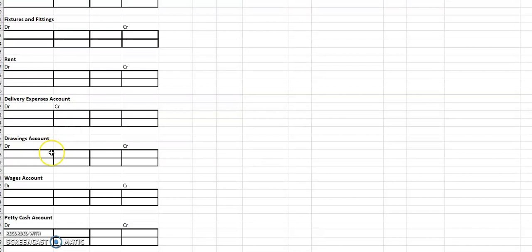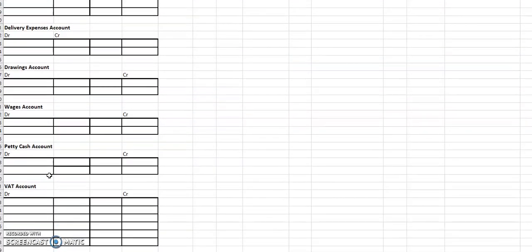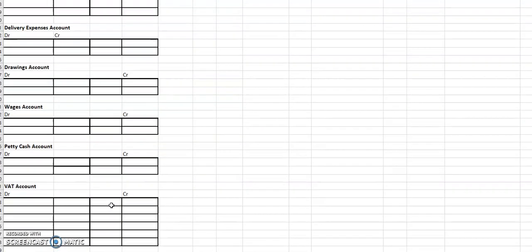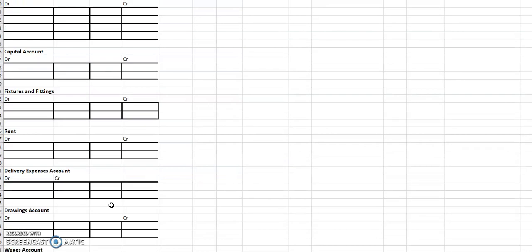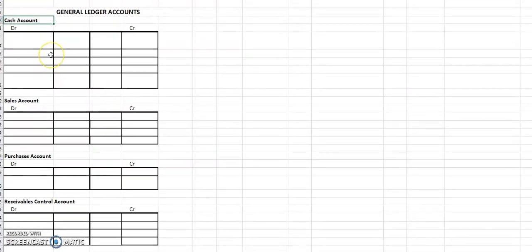So there we go, the drawings account. Wages account, that's money paid out in wages, self-explanatory, petty cash, and VAT. So you're going to have the input VAT and the output VAT, and the difference between the two, you'll have to pay the government. So I just wanted to show you really what the general ledger looks like. Basically you need to know that it has accounts for all the different aspects of the business, cash, sales, purchases, and so on. So you'll be posting next from the daybooks to the appropriate accounts.